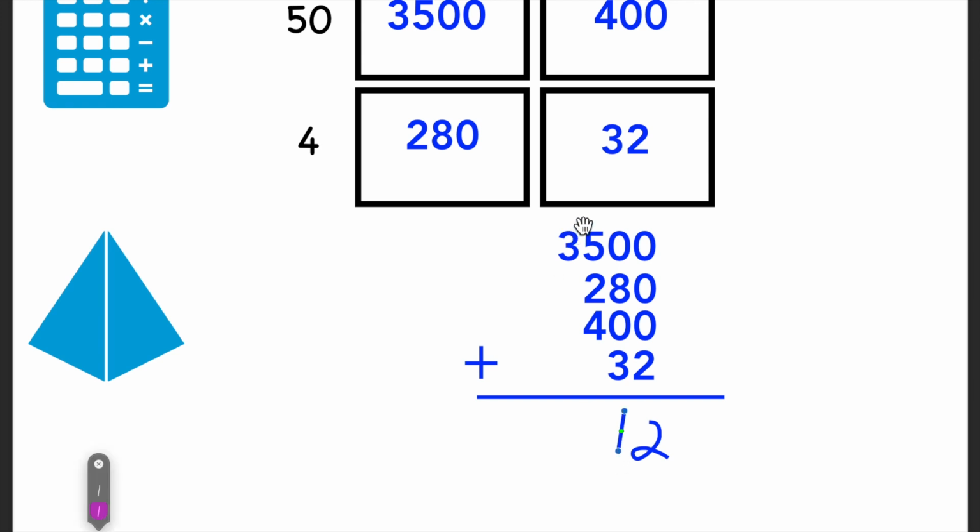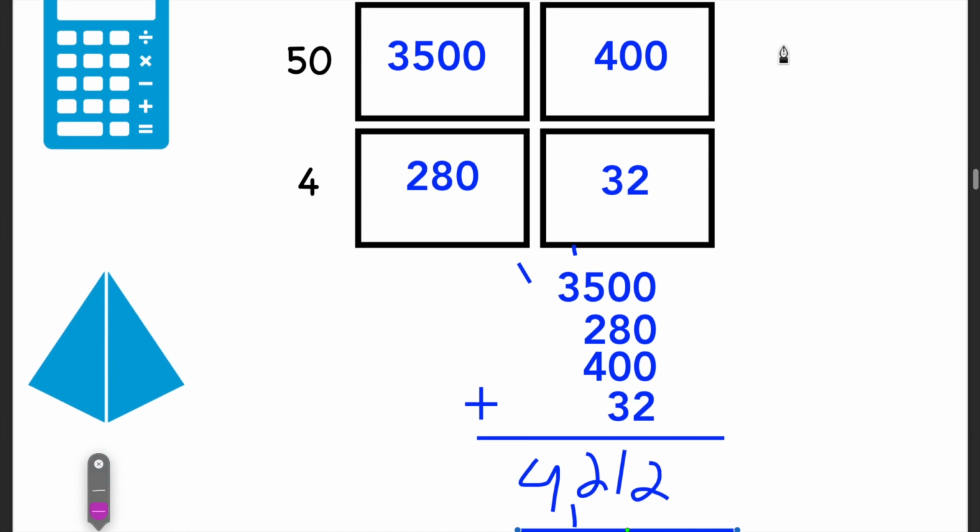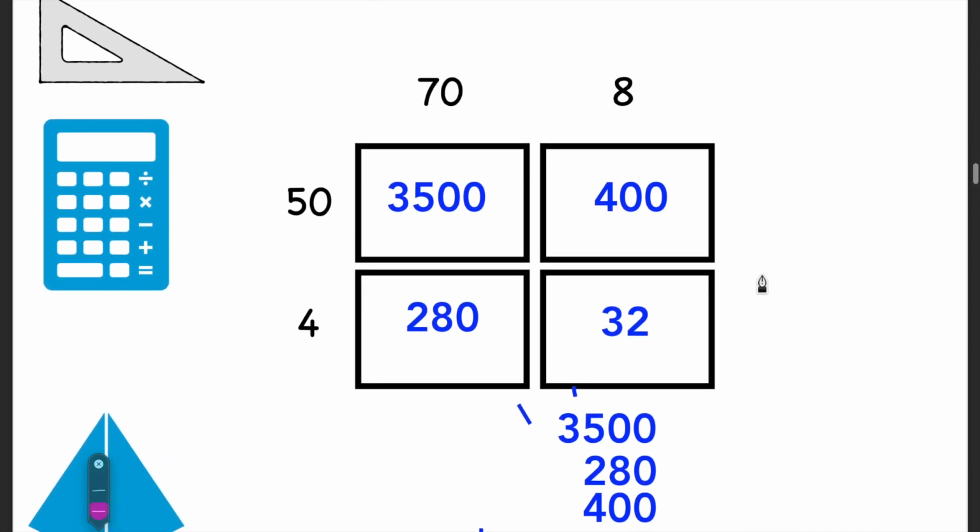And I carry my 1 right there. So that's going to be 5 plus 1 is 6, plus 2 is 8, plus 4 is 12. I'm going to put that right there and carry another 1. Then I have 3 plus 1 is 4. So 4,212, that's the answer to this problem. If I want to know the answer, 54 times 78 is actually equal to 4,212. And this is a way you can figure it out.